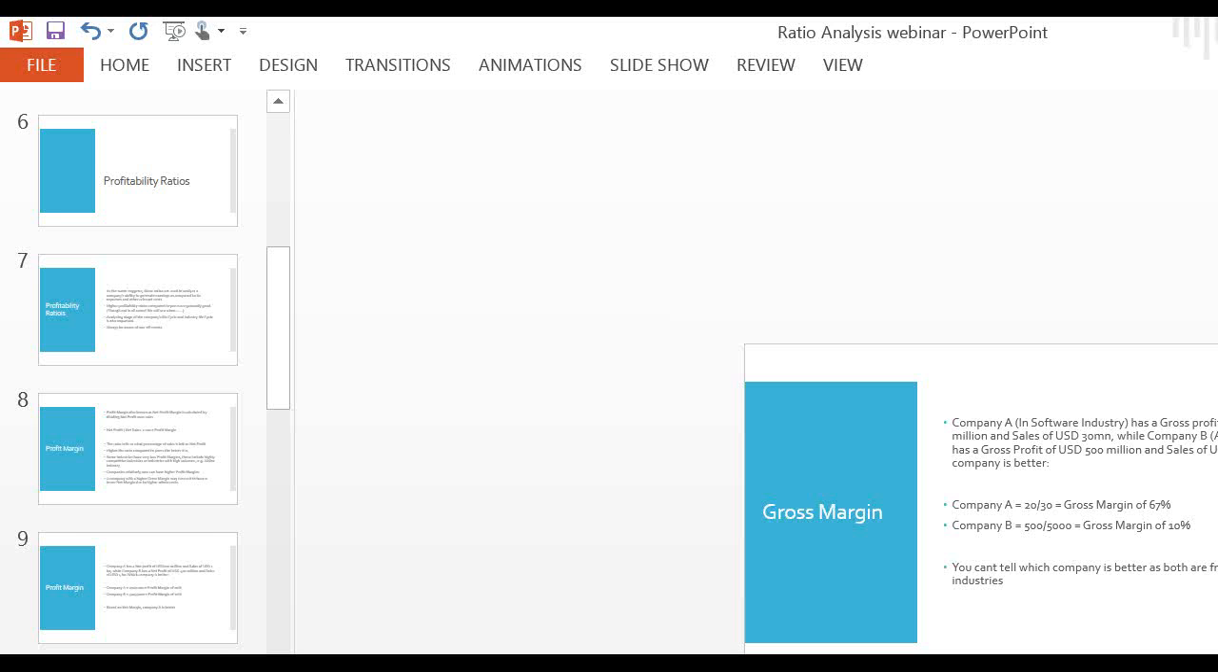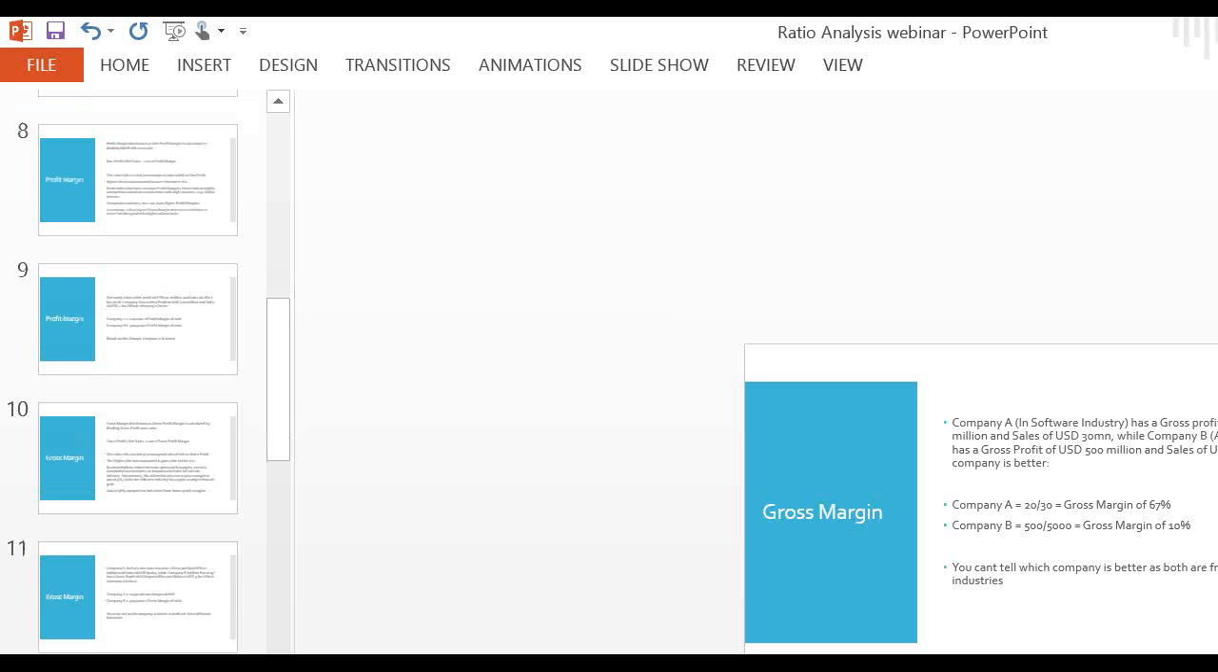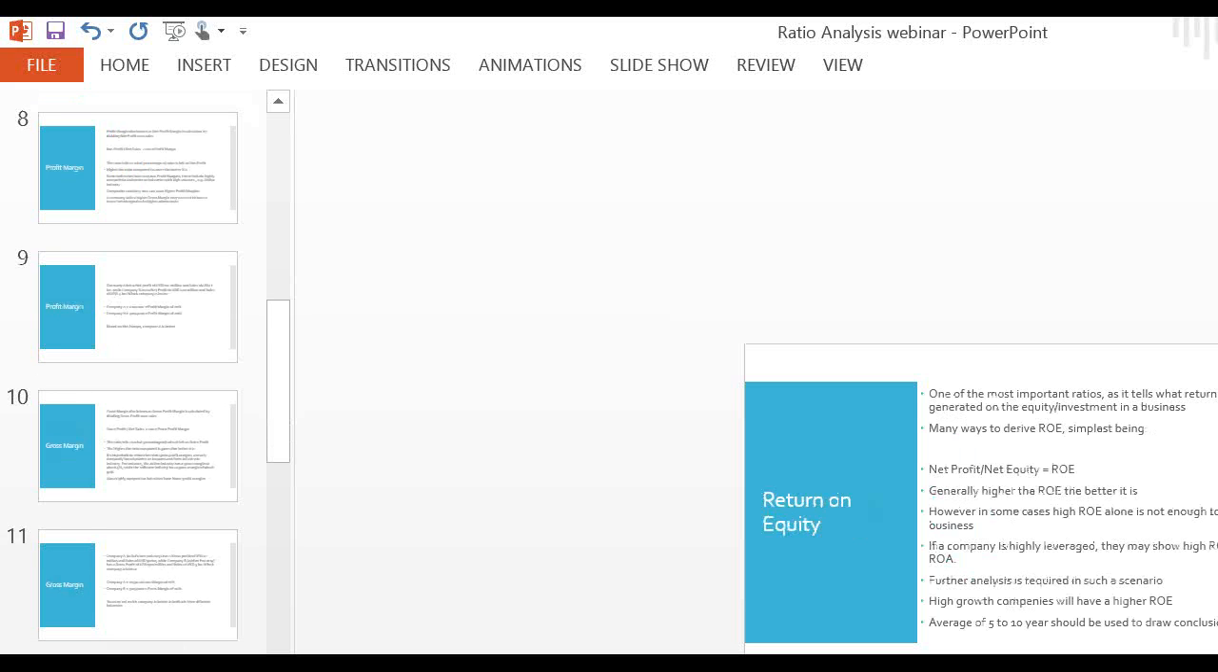We move ahead. The next ratio we'll cover is return on equity. Return on equity is one of the most important ratios, as it tells what return one has generated on the equity or investment in a business. Basically, if we invest a certain amount of money in a business, it tells what percentage of return we are getting on that investment.